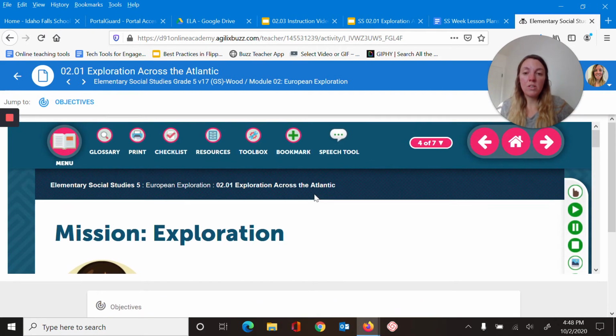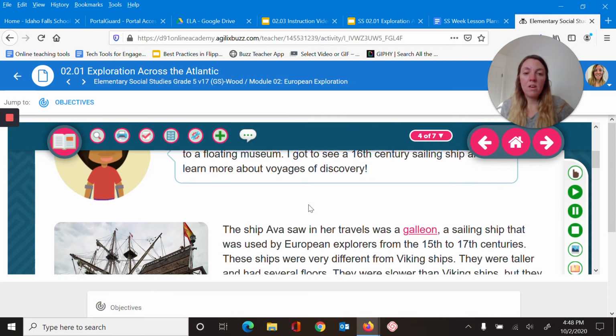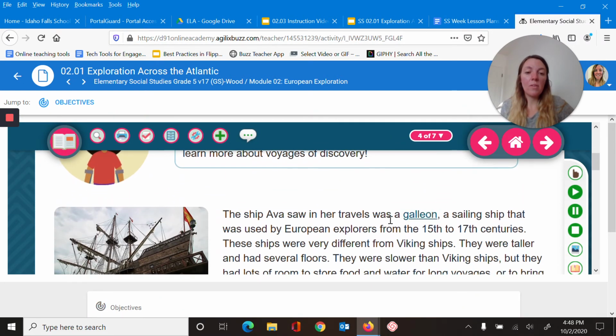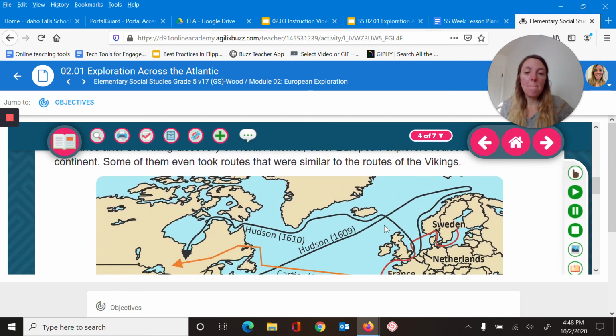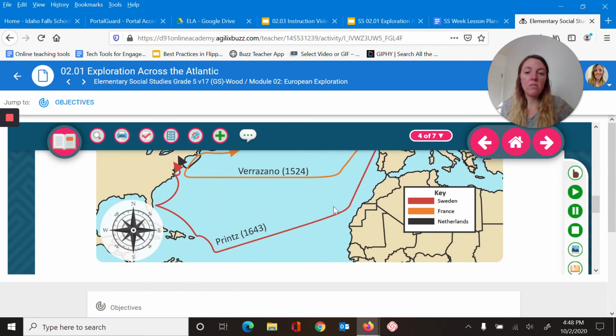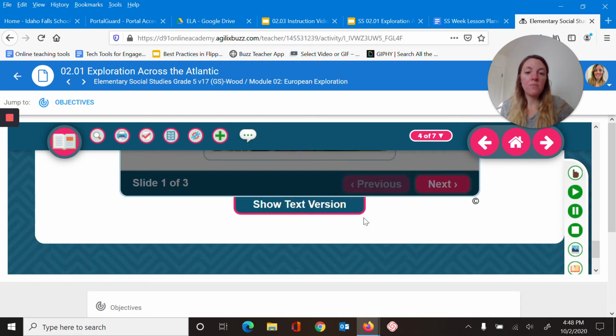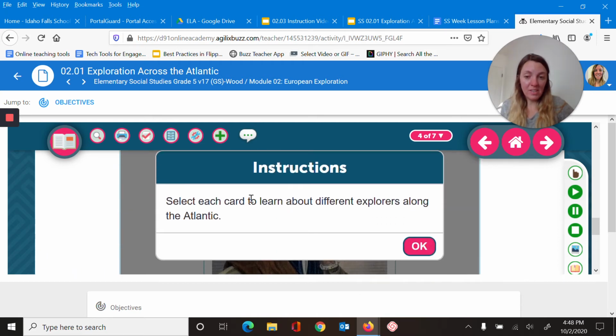Mission exploration. Oops. So here we learned about some of their navigational tools. We learned about their ships. We learned about more of their routes. And there's an activity that you guys can do. In this activity, we learn about different explorers. This is pretty important because this is going to be in your assignment.